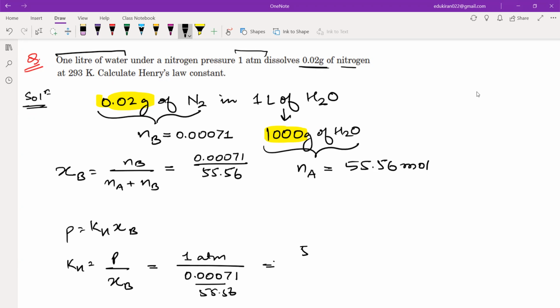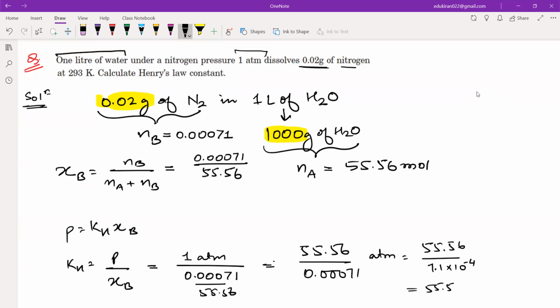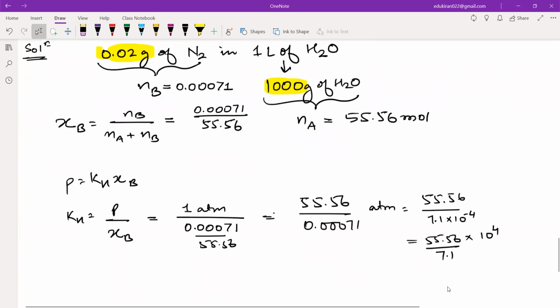This will be equal to 55.56 upon 0.00071 atm. Okay, what can you write this as? 55.56 divided by 7.1 into 10 to the power minus 4. So it becomes 55.56 into 10 to the power 4 upon 7.1. Okay, calculate this and tell me. You can also write 555.6 divided by 71 into 10 to the power 4.